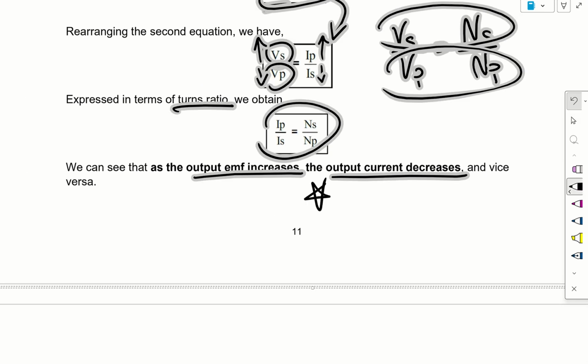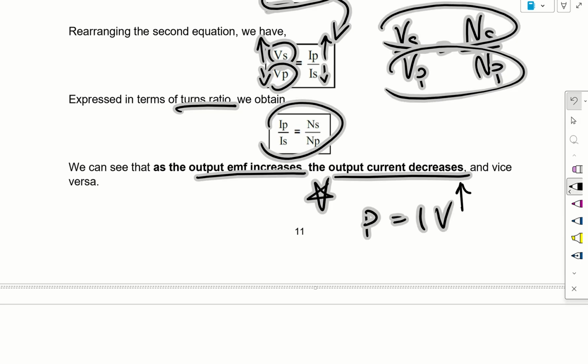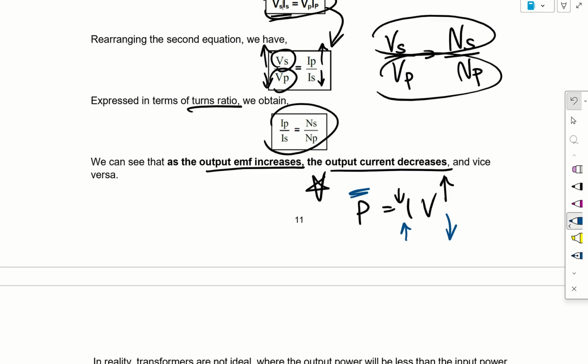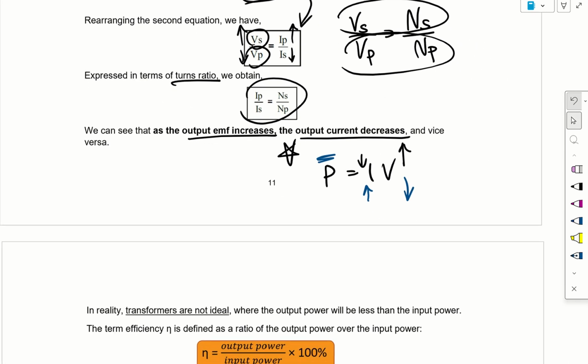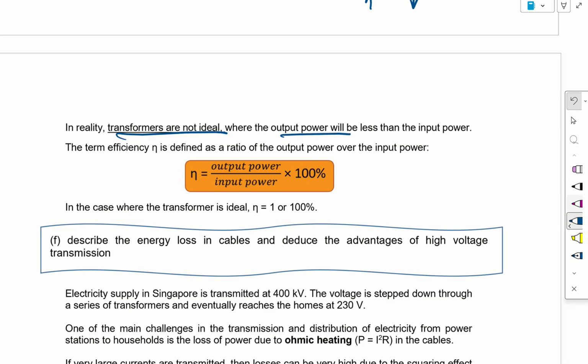This is important because power equals I multiplied by V. If the V is increased, the current is decreased. Vice versa, if the V is decreased, then the current is increased, because they should have the same P. That is the ideal transformer. But in reality, transformers are not ideal. So the output power will be less than the input power. So we have this term, efficiency, defined as the ratio of the output power over input power.